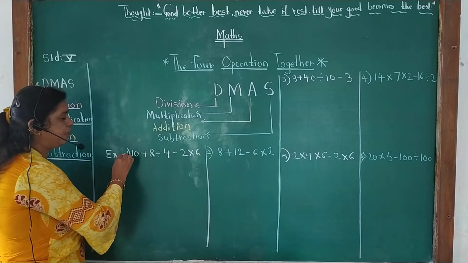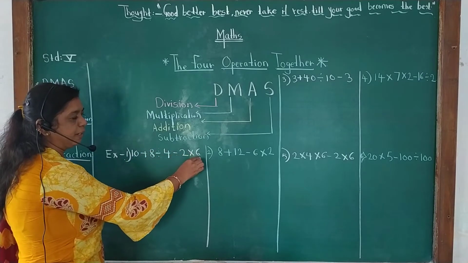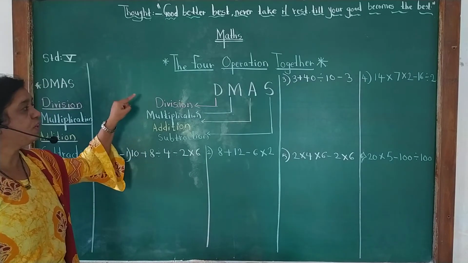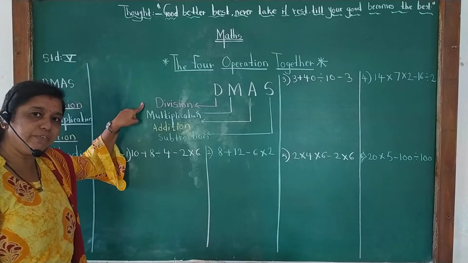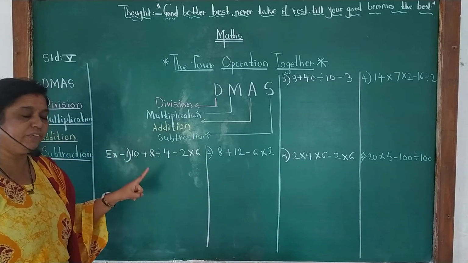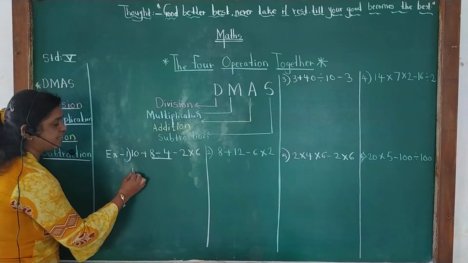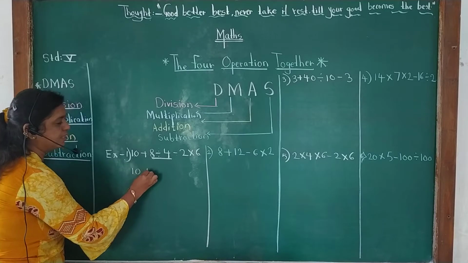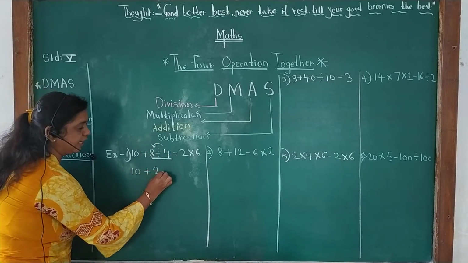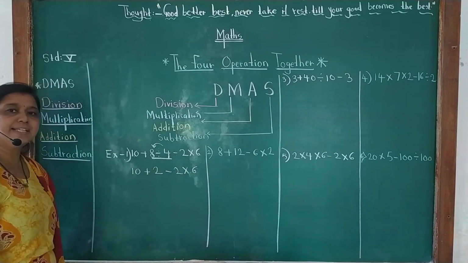Now, the first example is here: 10 plus 8 divided by 4 minus 2 multiplied by 6. Now, see this rule carefully. First, which operation do you have to do? Division. When the question is given, first you have to see where the division is. This one is division. So this 10 will remain as it is, plus 8 divided by 4 is 2, because 4 2s are 8. Then minus 2 multiplied by 6 will remain as it is.